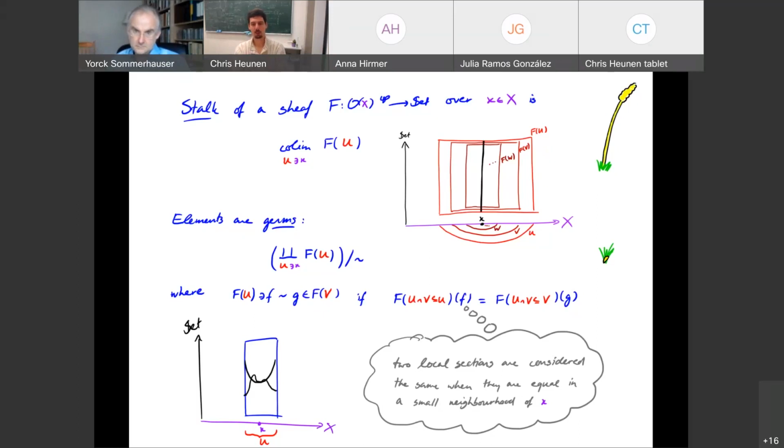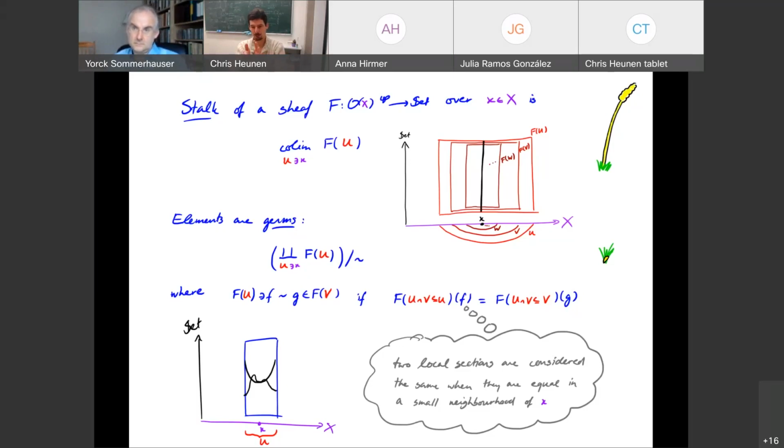So let's say one representative f that lives over a neighborhood U of the point, another representative g that lives over a neighborhood V of the point. I'm going to say they are equal. They're going to be identified exactly when I go to the intersection, they do the same thing. So in the gray thought bubble on the bottom right there, two local sections are considered the same when they do the same thing in a small neighborhood of x.